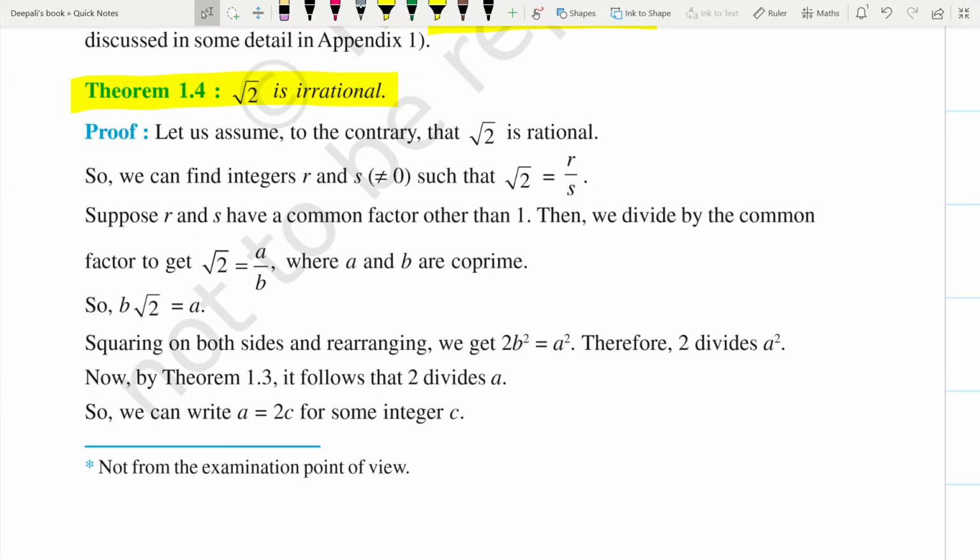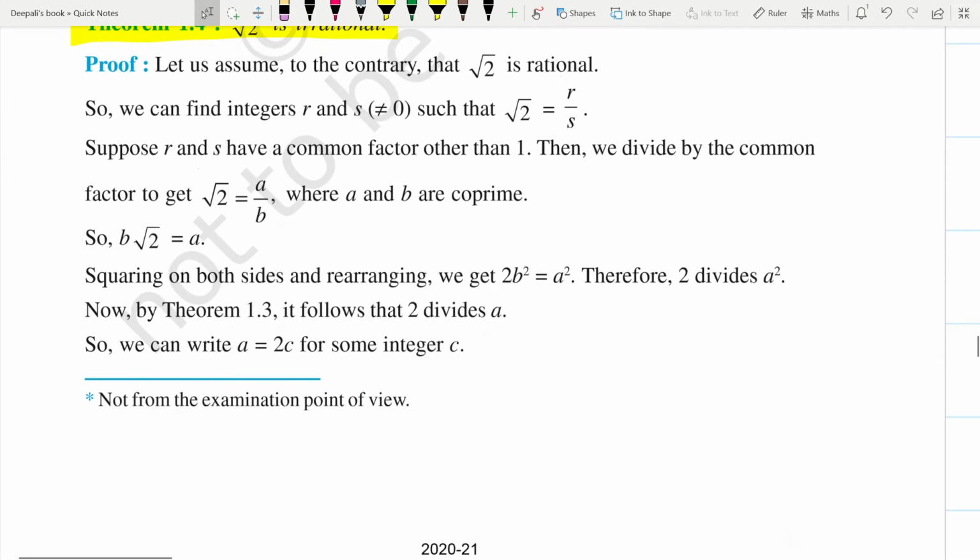Squaring on both the sides and rearranging, we get 2b squared is equal to a squared. Therefore 2 divides a squared. But according to theorem 1.3, if 2 divides a squared, 2 should divide a. So a will have two factors, 2 and any other number c.